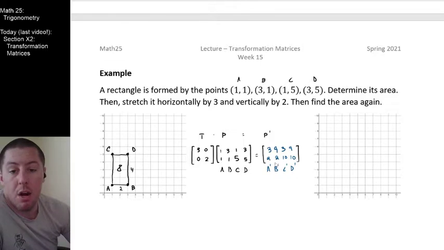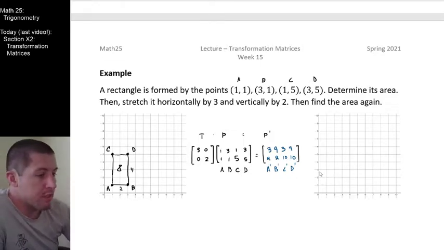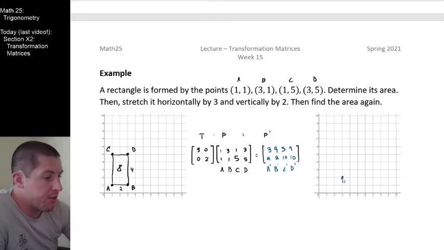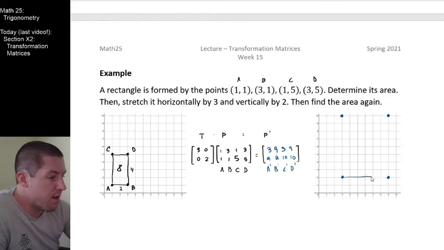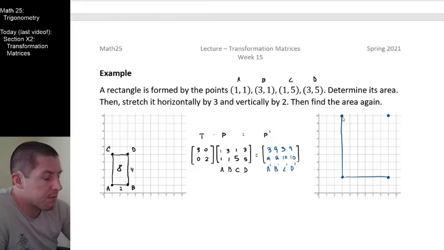So let's go ahead and plot our new points over here and then find the area again. My new A coordinate location is at 3, 2. There's A. B prime is at 9, 2. C prime is at 3, 10. D prime is at 9, 10. So this is my new rectangle that we've got right here. This is my transformed rectangle.